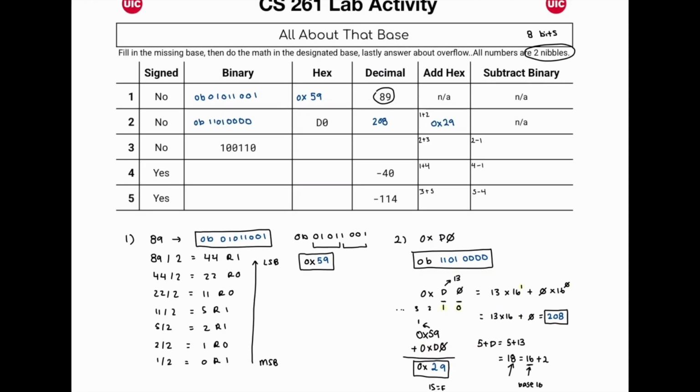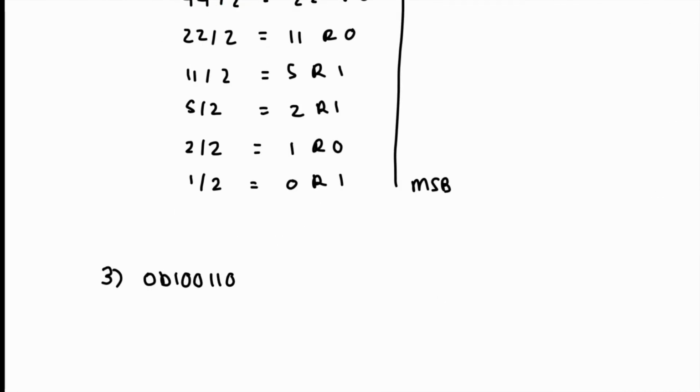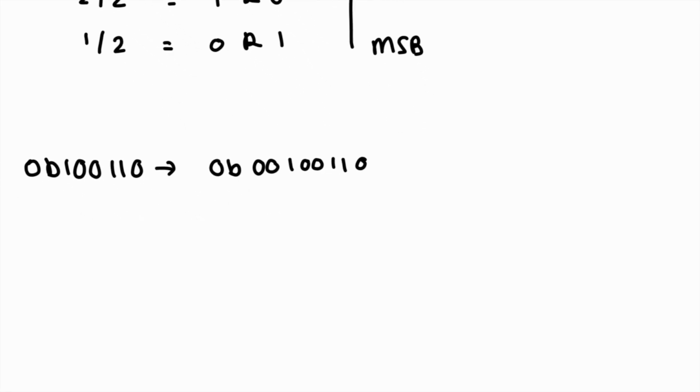Let's move on to the third problem. We're given the binary, but now we need to figure out the hex and the decimal value. We're only given 6 bits, so let's pad with 2 zeros in the front, so we have 8 bits. Converting this to hex is fairly simple. We have 0010, which will be equivalent to 2, and then we have 0110, which will be equivalent to 6. So our hexadecimal value is 0x26.